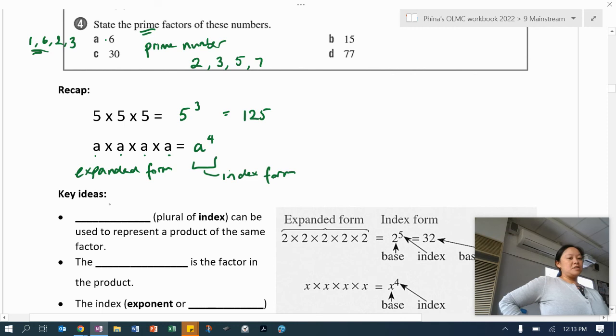So let's fill in these gaps. So we say indices, which is the name of our topic. That's the plural of the word index.